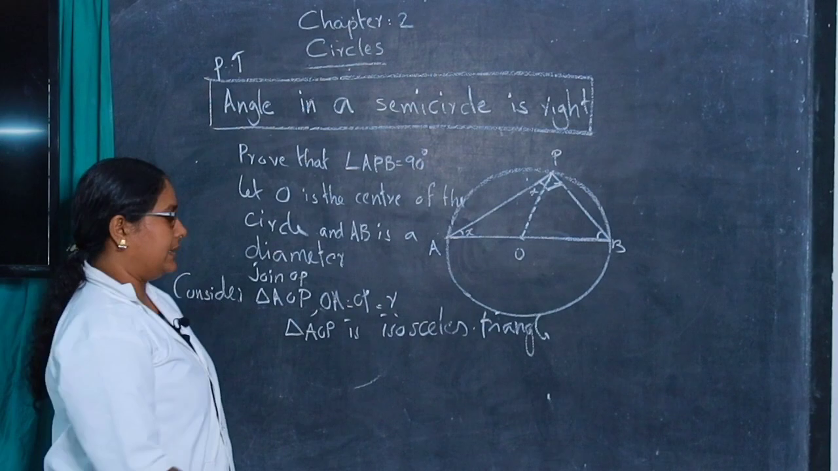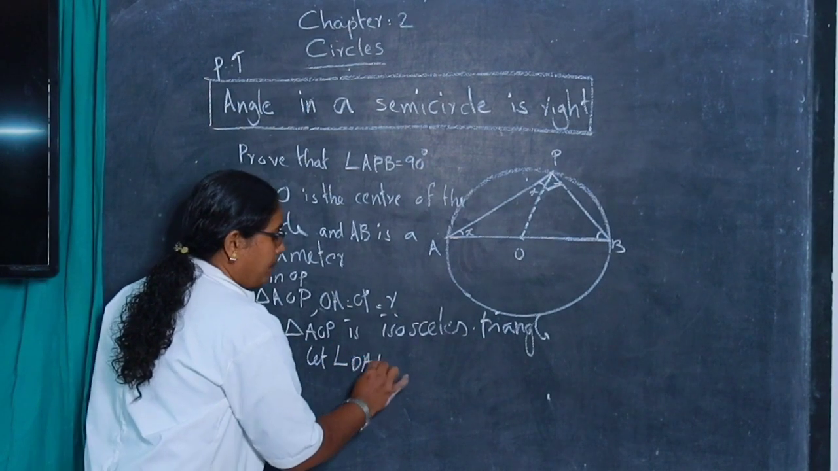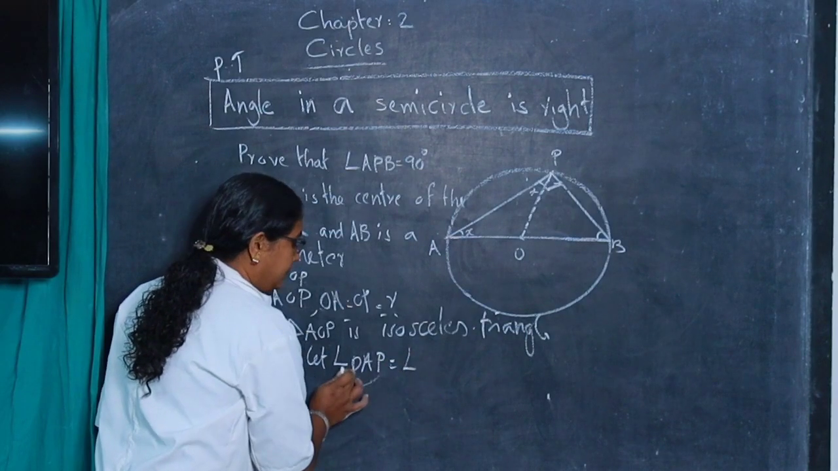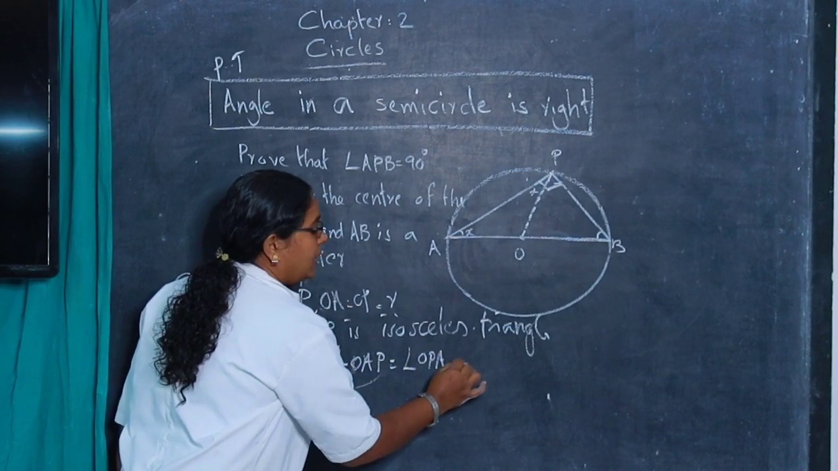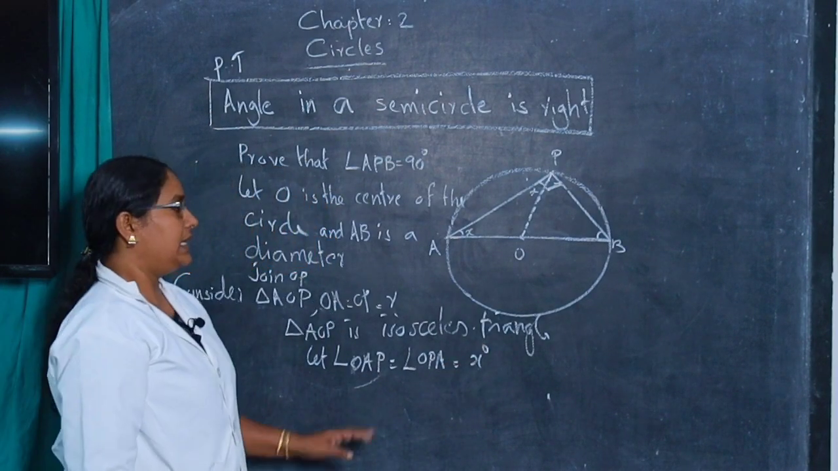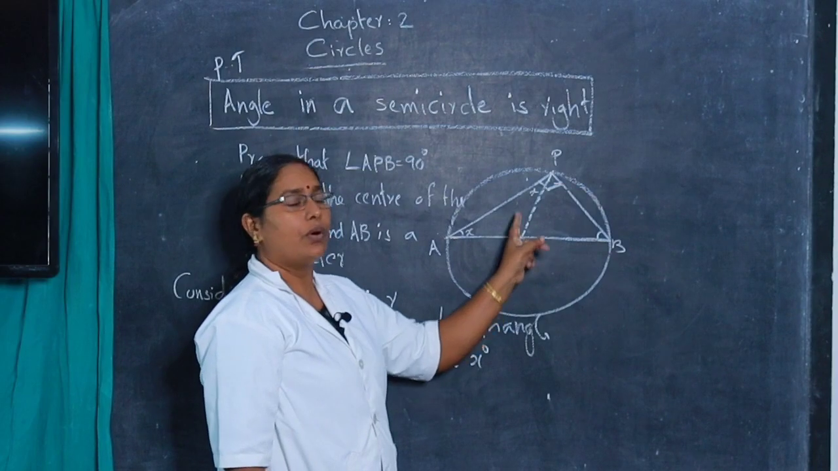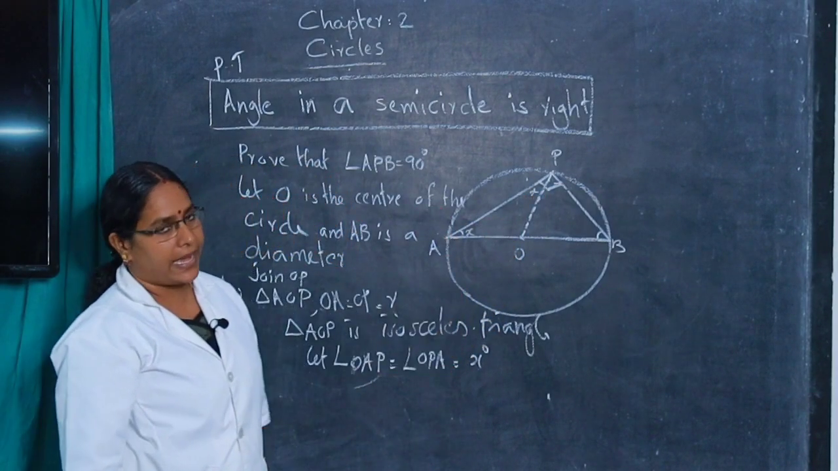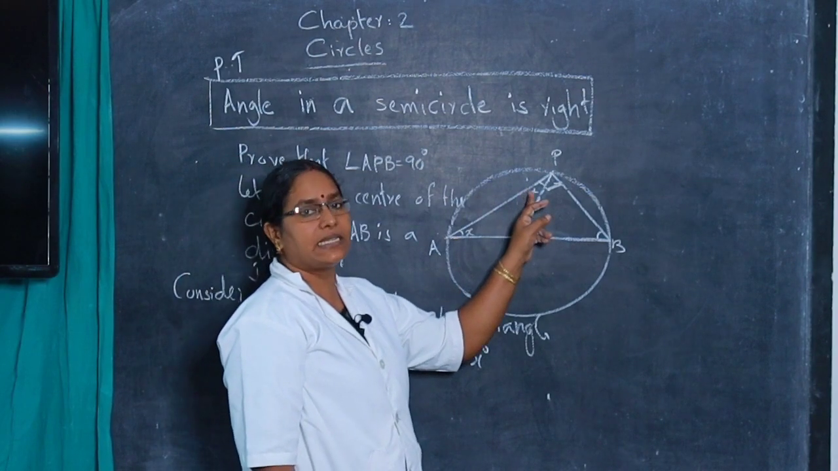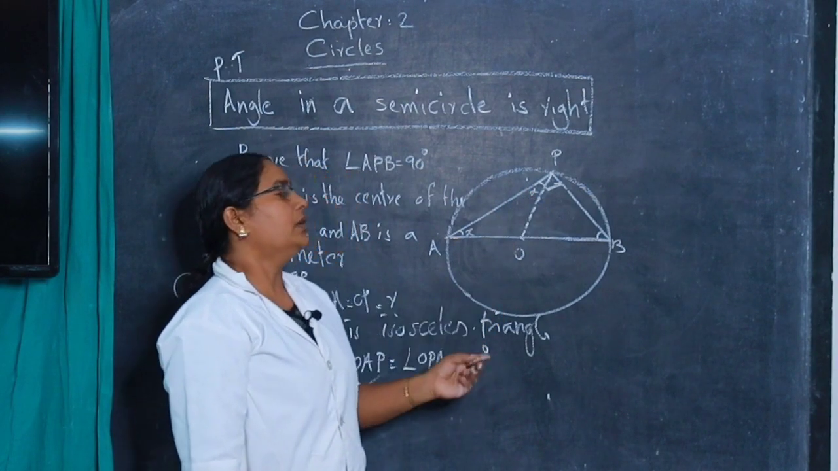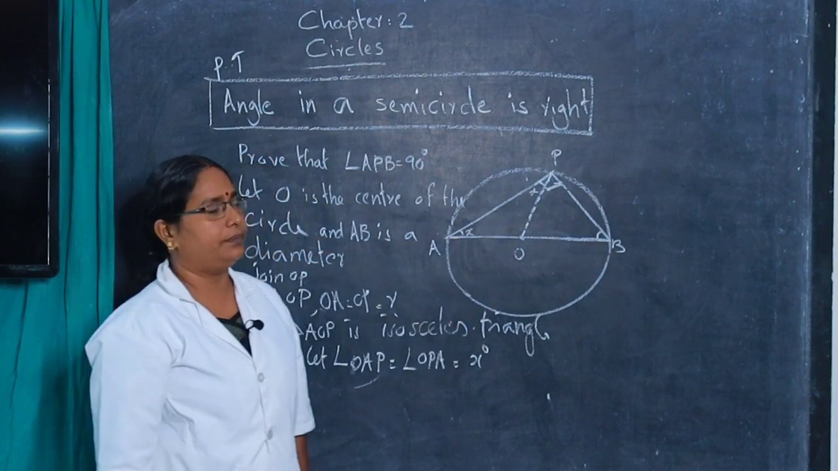Let angle OAP equal angle OPA equal X degrees. Reason: isosceles triangle base angles are equal, or equal sides have opposite angles that are equal.